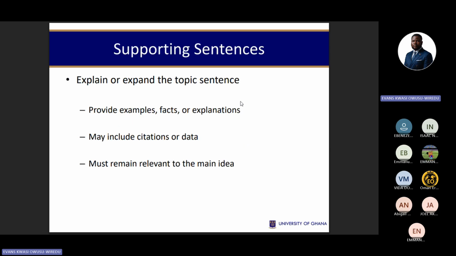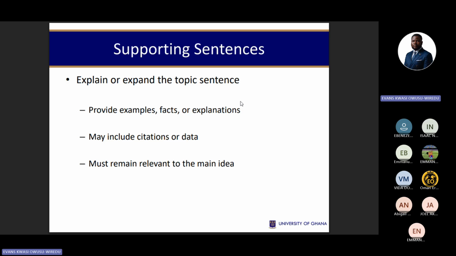Okay. And then we have supporting sentences. So we've spoken about the topic sentences. Now let's move on to one subject under topic sentences, which follows the topic sentences. So the ones that explain the topic sentence, what are they about? They explain and expand the topic sentence, provide examples, facts, and explanations, right? They also include citations, like referencing. They also include facts, explanations, and statistics from different sources, and so on.